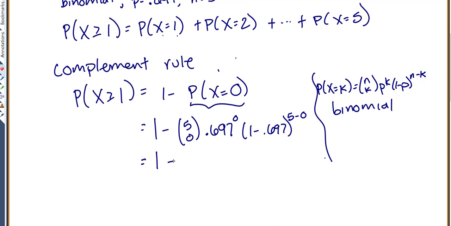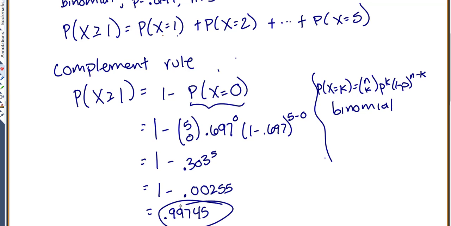So this is going to be 1 minus, this actually all simplifies to 0.303 to the power of 5, or we get 1 minus 0.00255. So our final answer is that about 99.7, or there's about a 99.7% chance that if we sample 5 of these people in this age range, that at least 1 of them will be drinking alcohol.